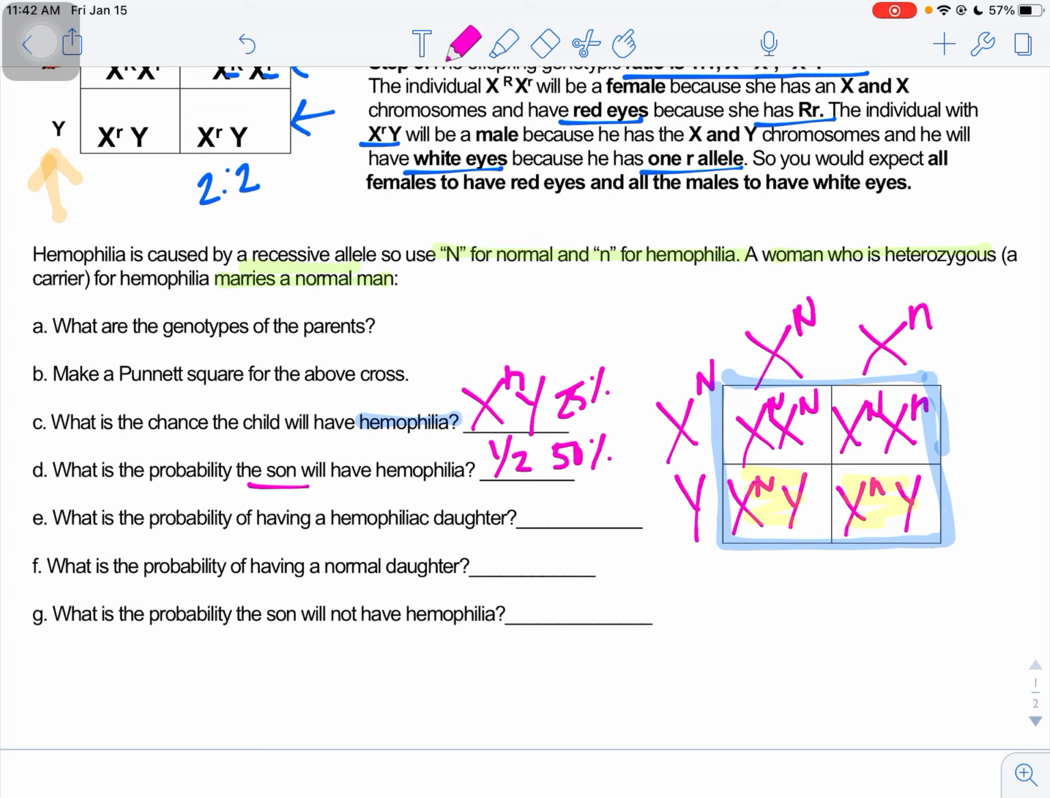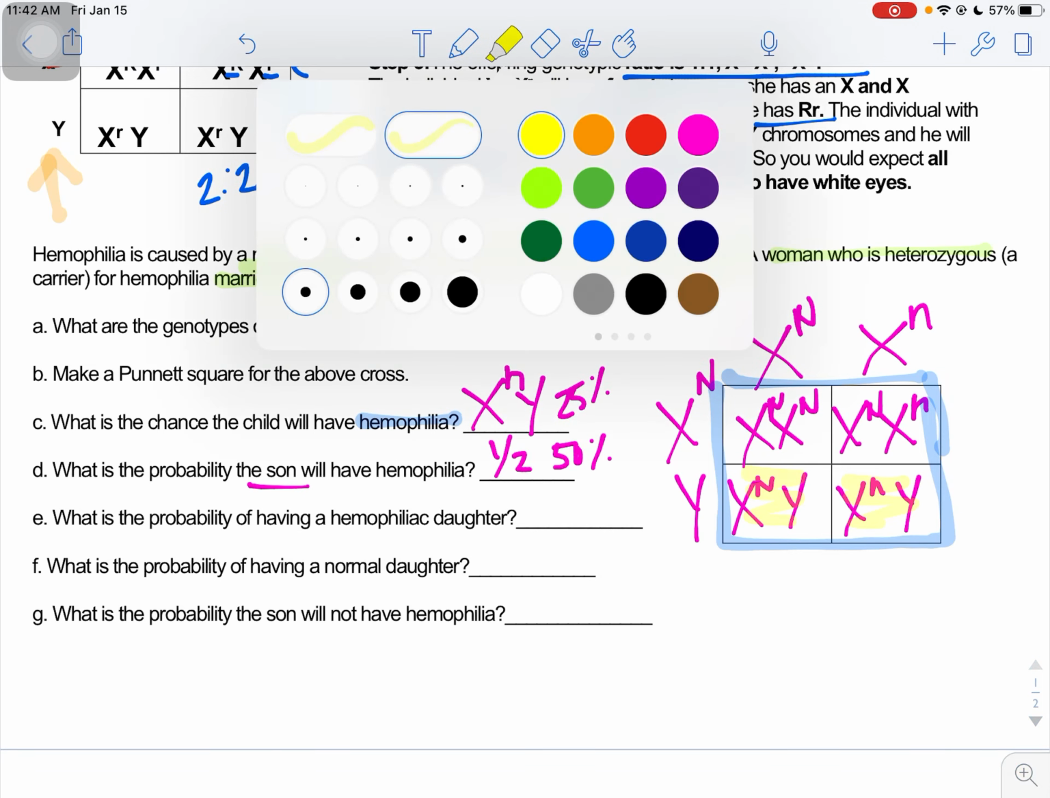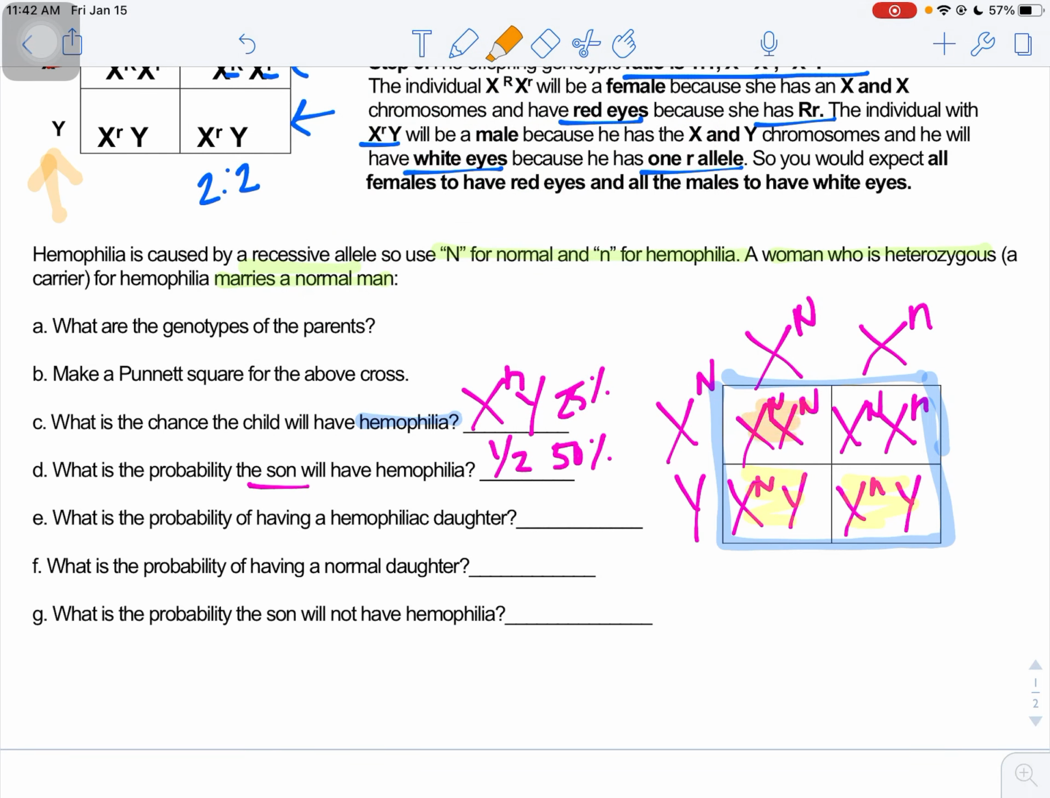Okay? Part E, what is the probability of having a hemophiliac daughter? Again, now we want to look at just the daughters. So we have just the daughters here, the XXs. And in order for them to be hemophiliac, they must have 2 recessive traits. Now we're back to that same rule. In order to be recessive, you've got to have 2 of them. These girls do not have 2 lowercase n's. So the probability of having a hemophiliac daughter, 0%.